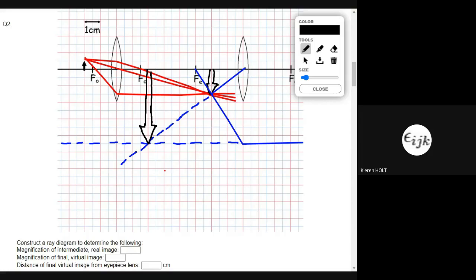And the initial size is 1, it's a little square. The intermediate image is 3 little squares, and the final image is 8. Is it 8? No. 9. And the distance to the lens, if that is centimeters, it will be 1, 2, 3, 4, 5, 6 centimeters.